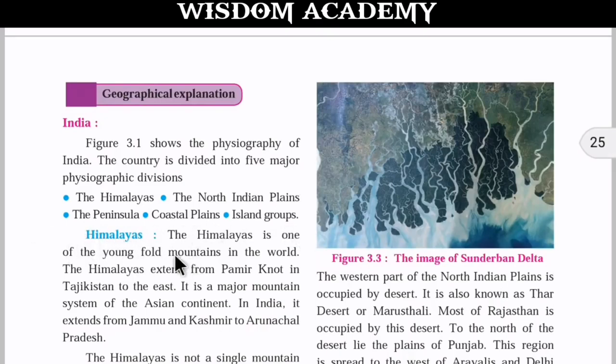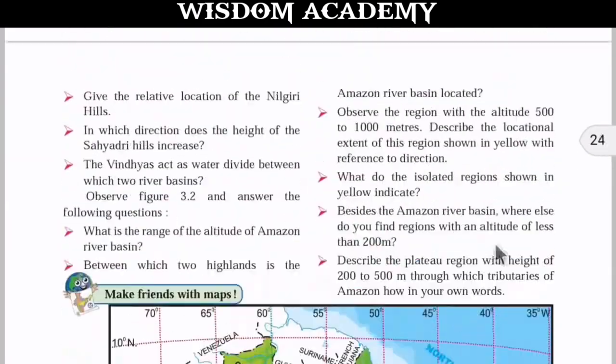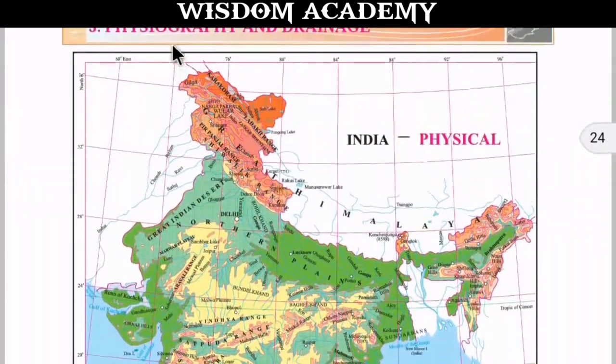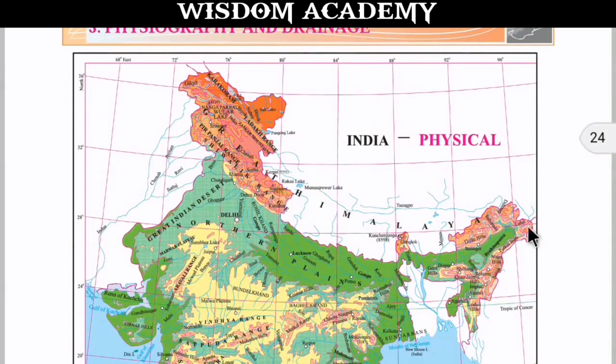Himalayas is one of the young fold mountains in the world. The Himalayas extend from the Pamir Knot in Tajikistan to the east. If you see the Himalayan mountain, Himalayas are starting from here and ending, from Kashmir to Arunachal Pradesh. The Himalayas is an arc, like an arc of a circle. The Himalaya also passes through Nepal and Bhutan. As this is India's map, it shows only India's part of the Himalaya.